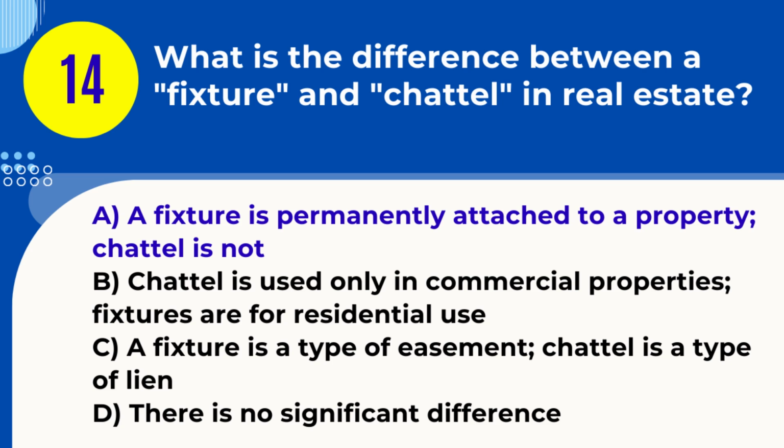Answer. A. A fixture is permanently attached to a property. Chattel is not. Explanation. In real estate, a fixture is an item that is permanently attached to the property and becomes part of it, while chattel is personal property that is not attached and can be removed.